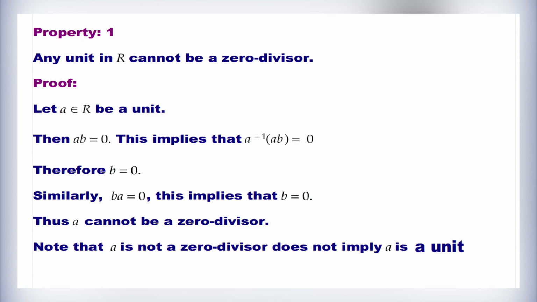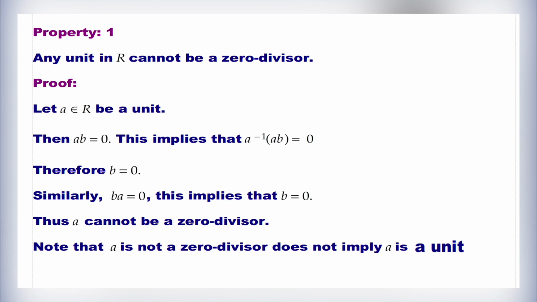First property is, any unit in R cannot be a zero divisor. Proof of the property: let A in R be a unit. Suppose AB equals 0. Now we multiply A inverse on both sides. We get A inverse times AB equals A inverse times 0. By using the associative property, it can be written as A inverse A times B equals 0. Therefore, we get B equals 0.